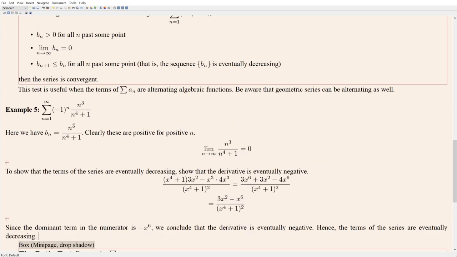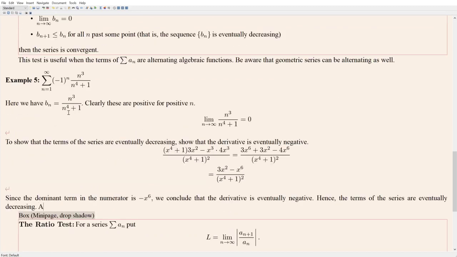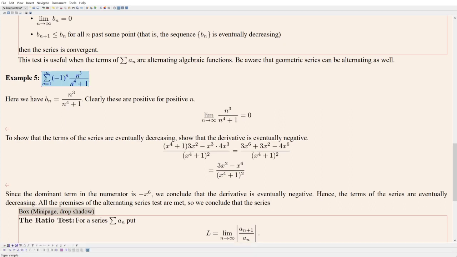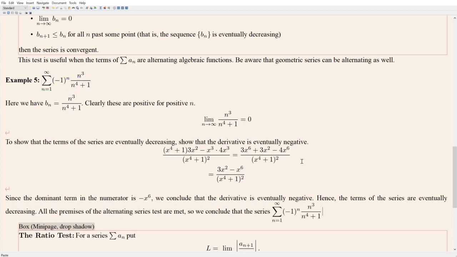Okay, so that's all the premises of the alternating series test. So we conclude that this series is convergent. So we conclude that's convergent.